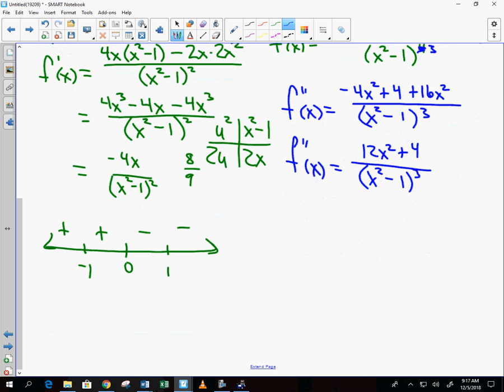Tell me something. Notice something. Top's always positive. So does top have any bearing on the change of sign of this function? No, it's always positive. We can really ignore the top altogether. You see that? Is the bottom always positive? It is not. So we have to consider 1 and -1.